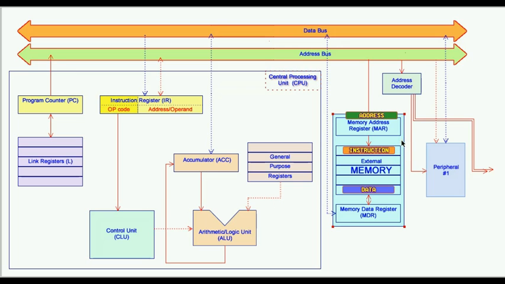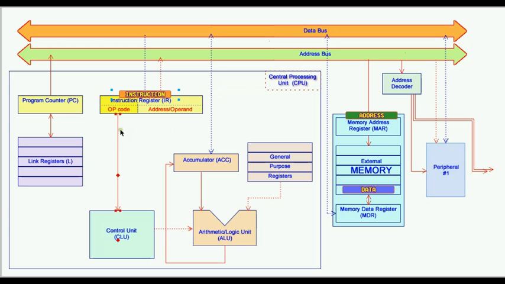So upon receiving a read signal, the memory is going to read the contents of this address. So whatever instruction happens to be in that memory location will come to the memory data register. And from there, it will travel through the data bus to the instruction register, right here. That completes the instruction fetch cycle.